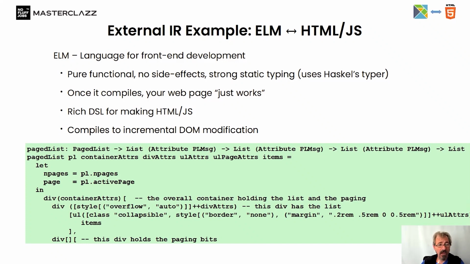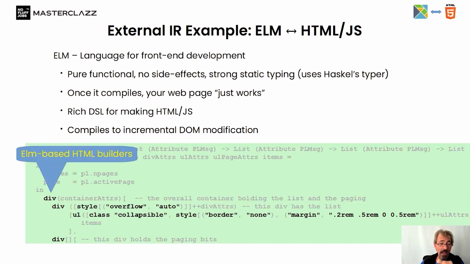Here's Elm. It lets me do reactive coding for HTML and JavaScript. And it builds an incremental DOM modification out of my Elm code. So I write in a high-level language, Elm. It's purely functional, no side effects, static strong typing using Haskell's typer. And when it's done typing, my web pages typically just work. It's pretty slick.